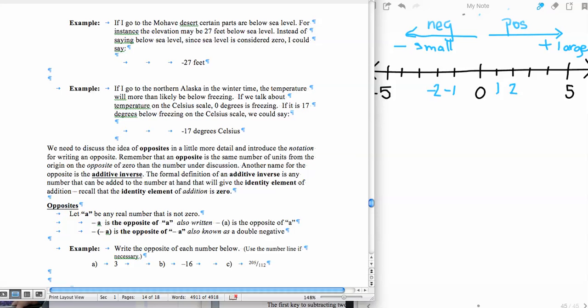Now, if I go to northern Alaska in the wintertime, the temperature is more than likely below freezing. So if we want to talk about the temperature on the Celsius scale, 0 being freezing, if it's 17 degrees below freezing, instead of saying below 0, or below freezing, I can add that negative number there. So that's the idea of integers and how we can use them to represent real quantities in the real world. Our next discussion is going to be on opposites, which are also sometimes called an additive inverse, and we should be able to continue on to the idea of an absolute value. So that'll be in the next lecture.